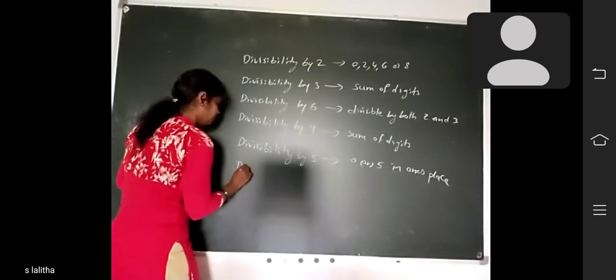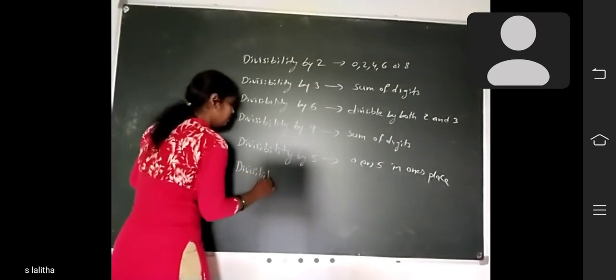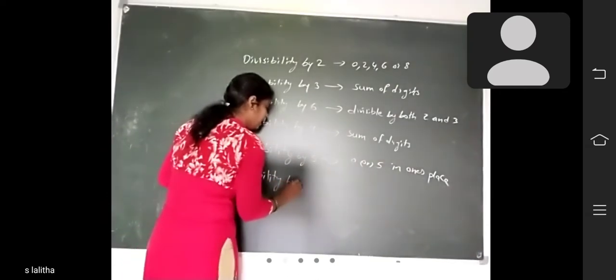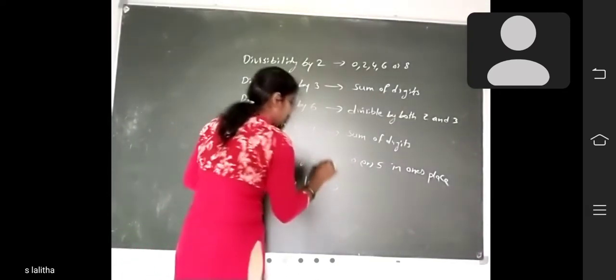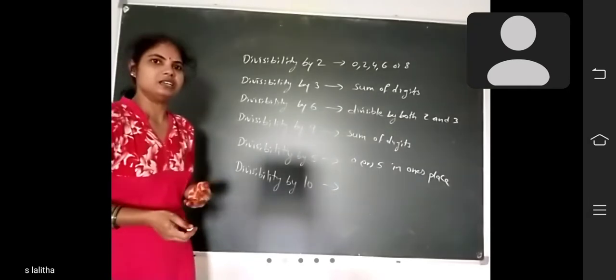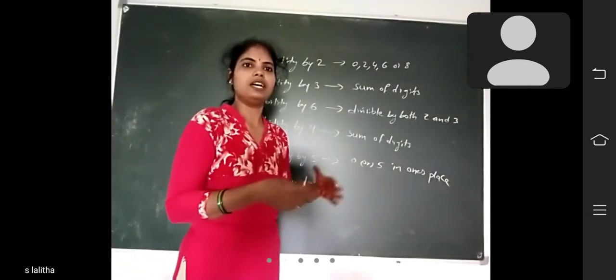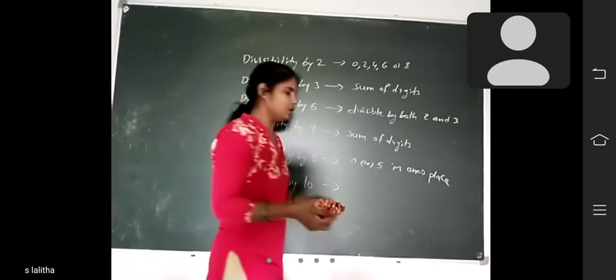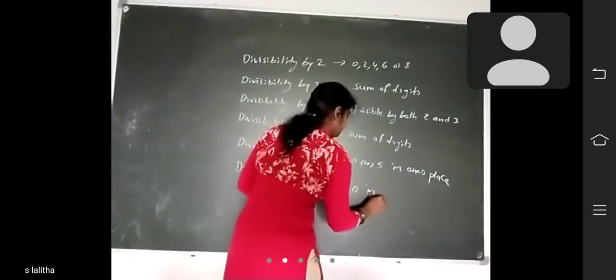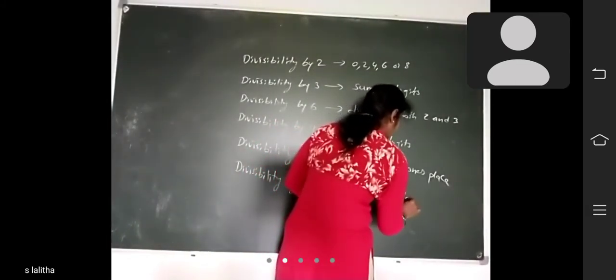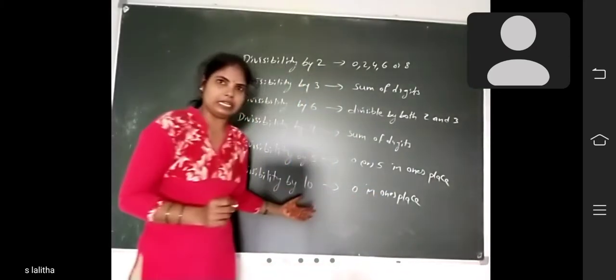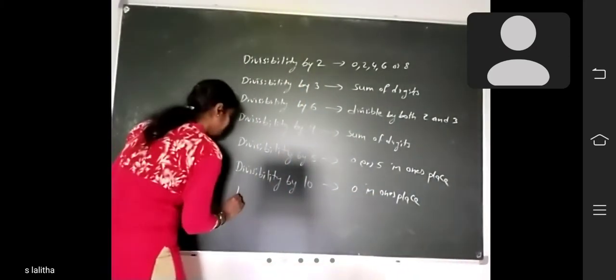Next, divisibility by 10. What is it? The number is divisible by 10 if the ones place has 0. Okay. So 0 in ones place, then that number is divisible by 10. Okay. Next one.